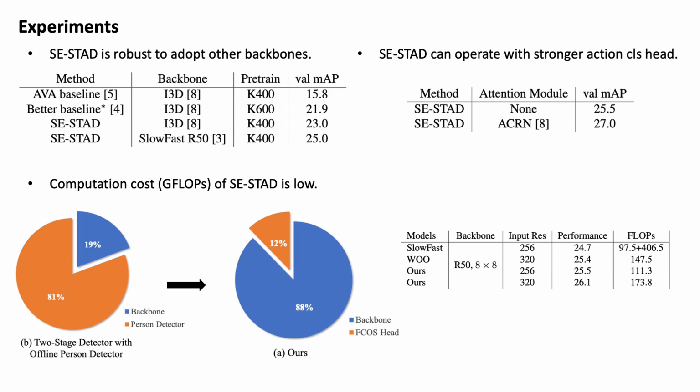One of the most important advantages of SE-STAD is the low computation cost. Using the same SlowFast R50 backbone, SE-STAD reduced the proportion of computation of the localization head from 81% to 12%. As shown in the table, SE-STAD can achieve better accuracy with much lower computation cost.